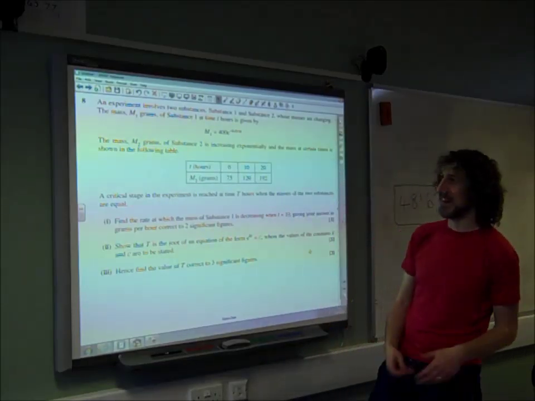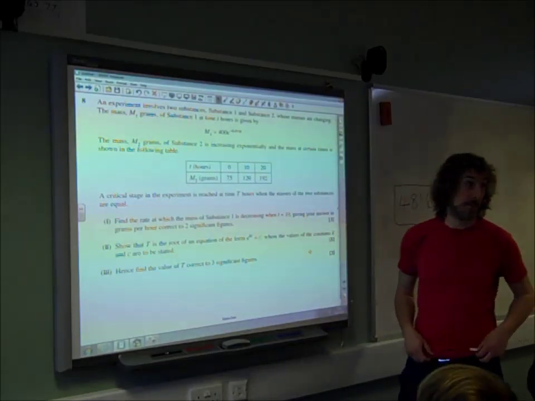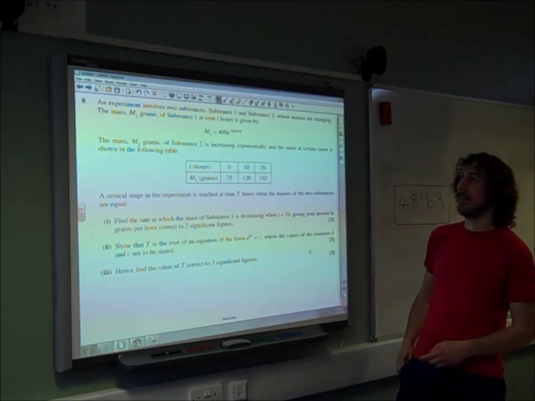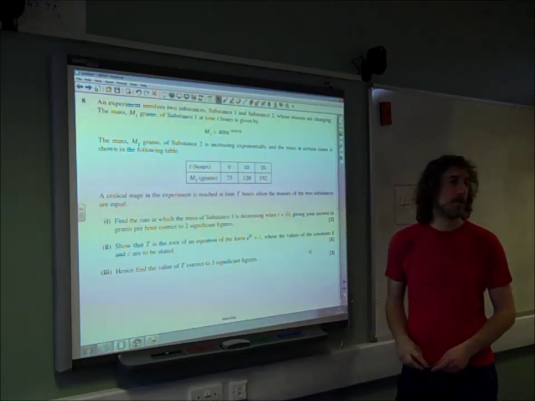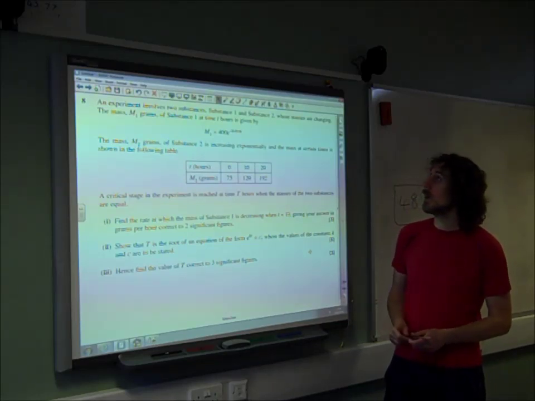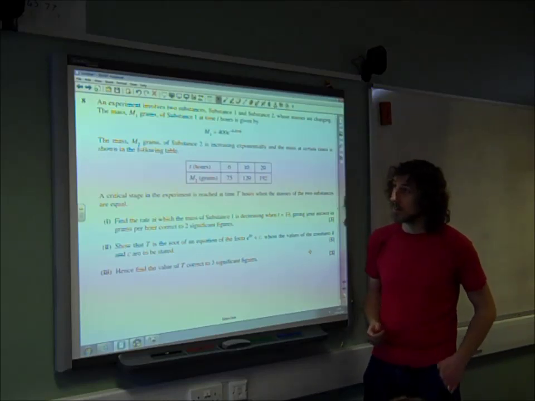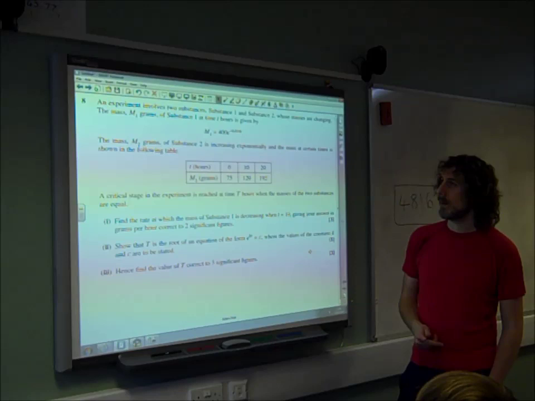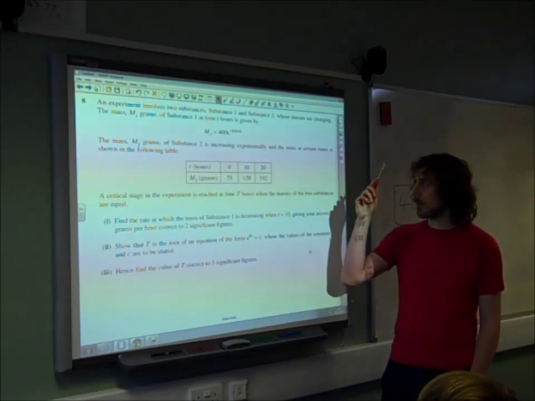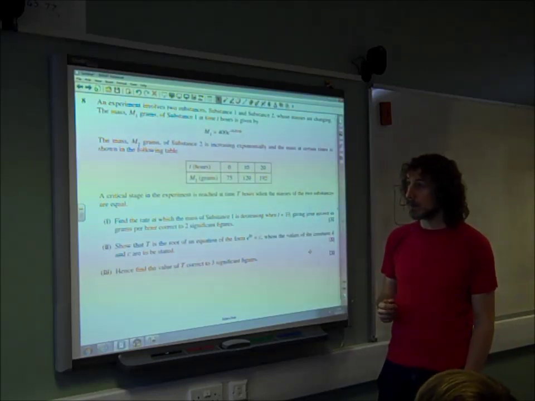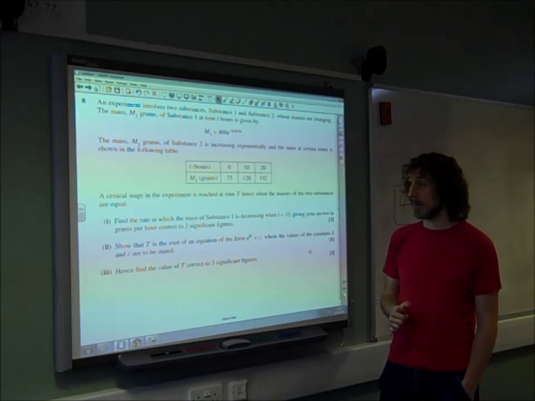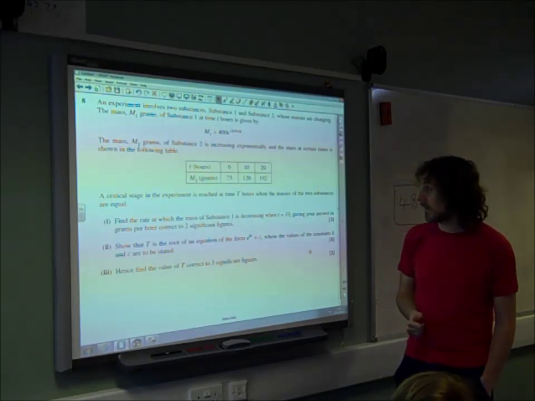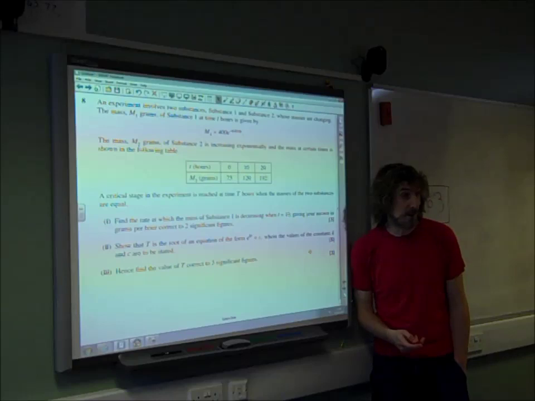Okay, question 8. An experiment, exciting, sciencey, involves two substances, substance 1 and substance 2, they're the chemical names for them, whose masses are changing. The mass M1 grams of substance 1 at time t is given by that. The mass of substance 2 is given by this table. At a critical stage in the experiment is reached at time T hours, when the masses of the two substances are equal.